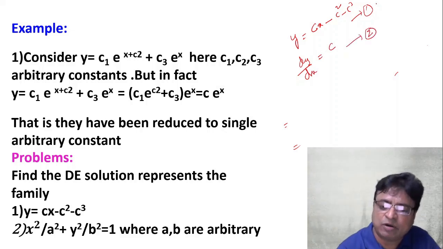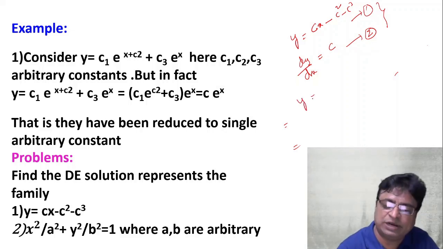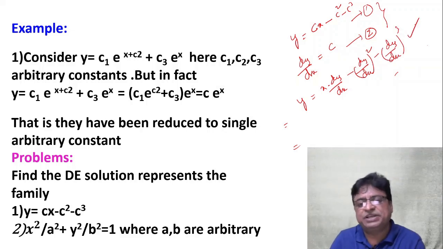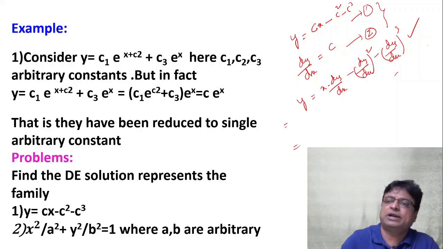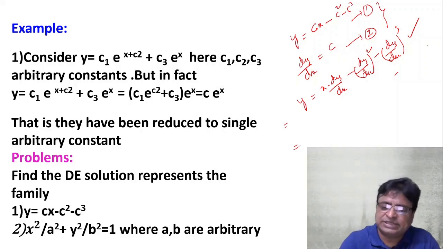So in my hand now, I have two equations. What I am doing now is replacing c in the given equation 1. So y equal to x into dy by dx minus dy by dx whole square minus dy by dx whole cube. This is the corresponding differential equation obtained from the given algebraic equation. Because my algebraic equation contains only one independent arbitrary constant, I have differentiated only once.